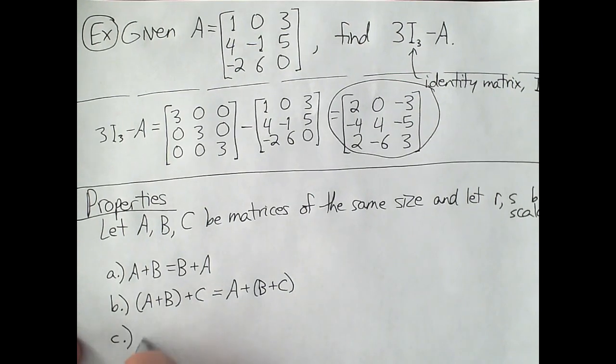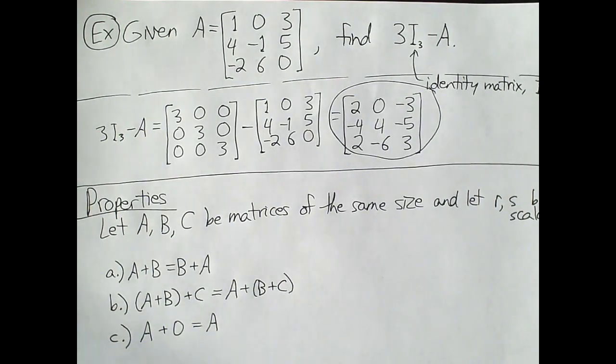Property C says, I don't think we've said this one, A plus 0 equals A. So remember, we're not just adding the number 0. This means that we are adding the 0 matrix, and this would mean that we're adding the 0 matrix that is the same size as A.